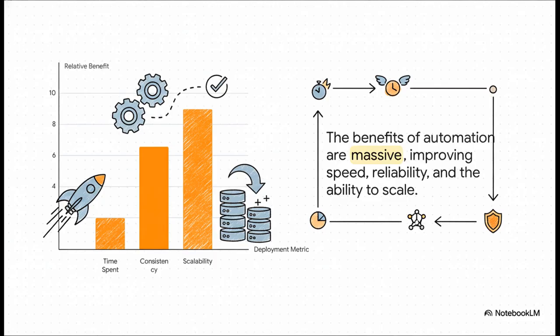So at the end of the day, what did we actually gain here? Well, we've massively cut down the time we spend on deployments. We've guaranteed consistency, completely getting rid of those, well, it worked on my machine type of errors. And we've made the entire process scalable. Need to deploy 10 more of these servers? Just run the exact same recipe. The benefits are just huge.